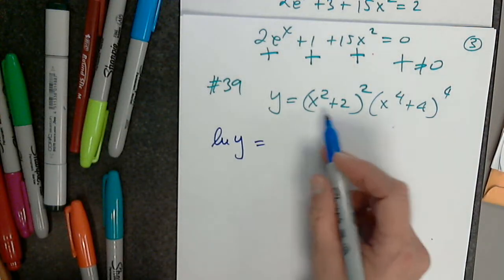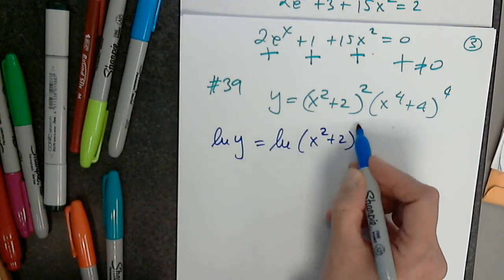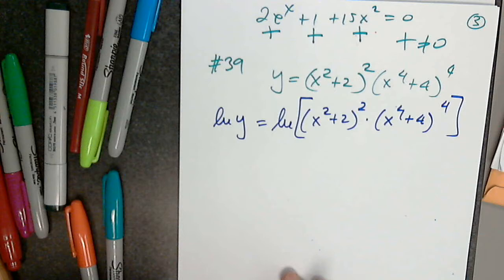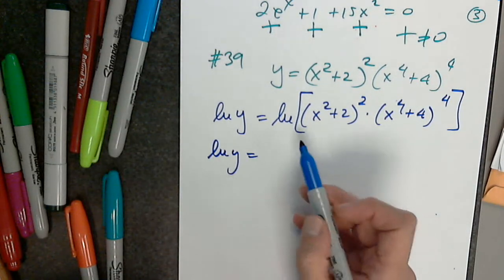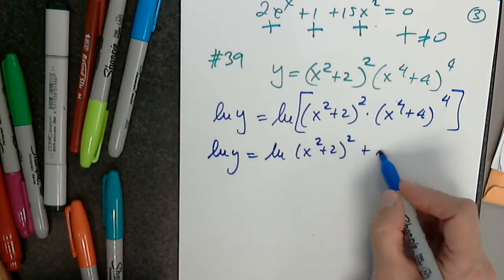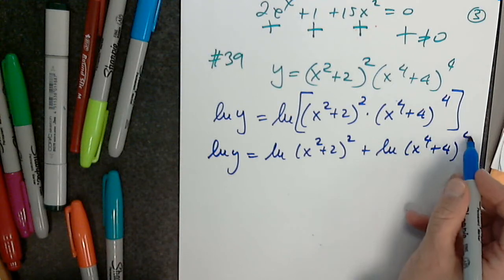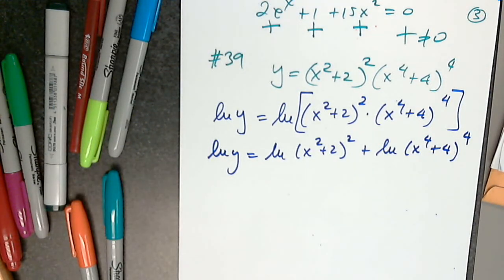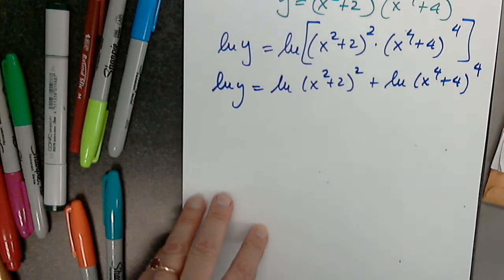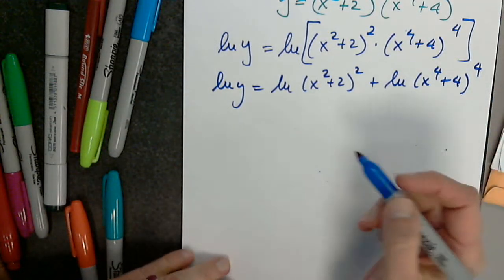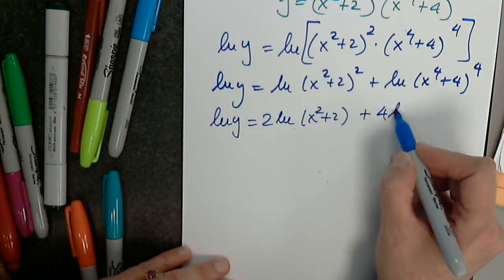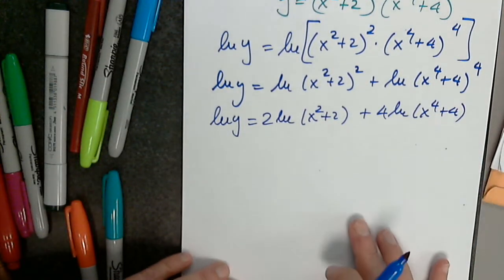So we have natural log of y equals natural log of (x squared plus 2) squared multiplied by (x to the fourth plus 4) to the fourth power. Now the left-hand side is natural log y. Now I have to change this into a sum: natural log of (x squared plus 2) squared plus natural log of (x to the fourth plus 4) to the fourth. Are we okay so far? That's one of the properties of the log. Then I bring 2 and 4 in front: natural log y equals 2 natural log of (x squared plus 2) plus 4 natural log of (x to the fourth plus 4).